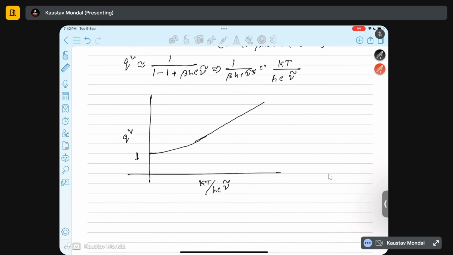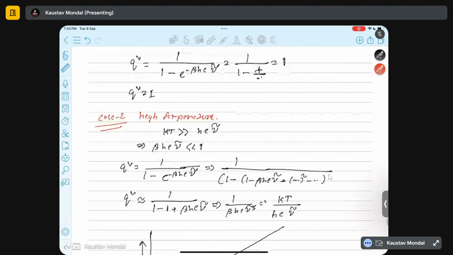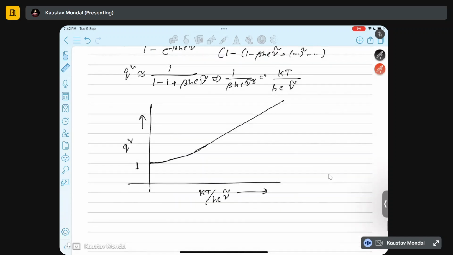So after it has become linear with temperature, this is how it basically looks. Okay, the vibrational partition function: at low temperature it retains its value close to 1, and if you increase the temperature, it basically increases linearly with T.